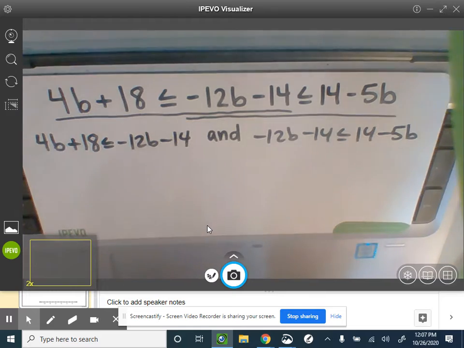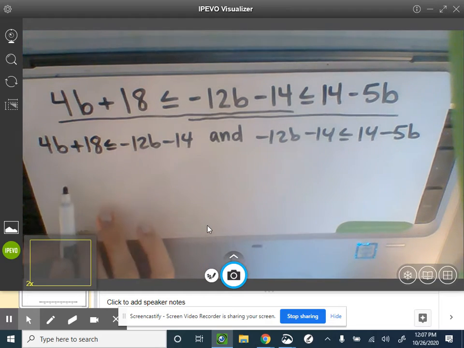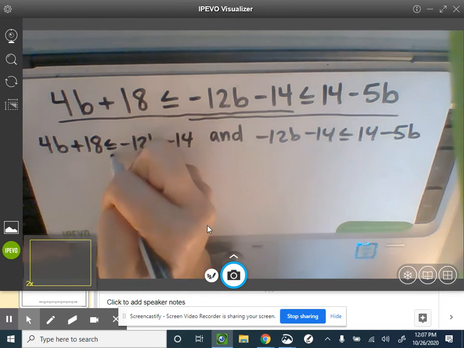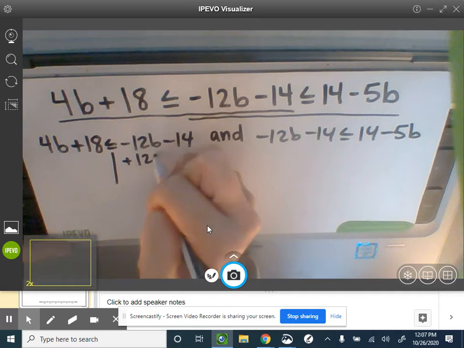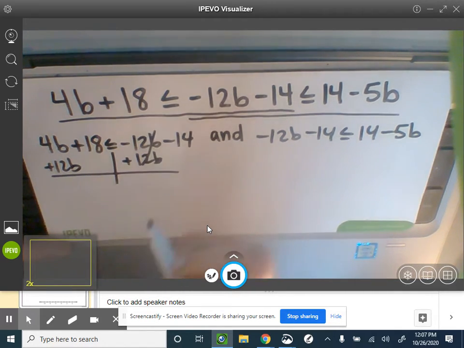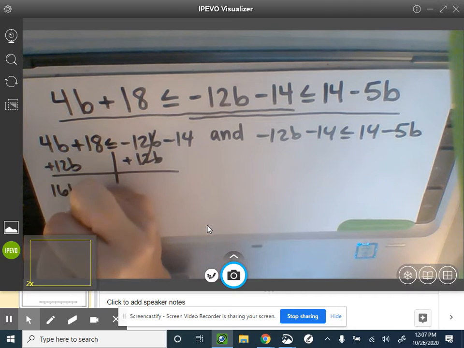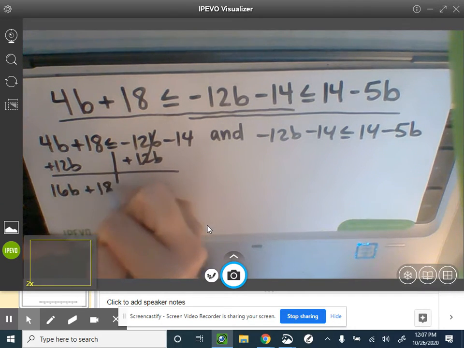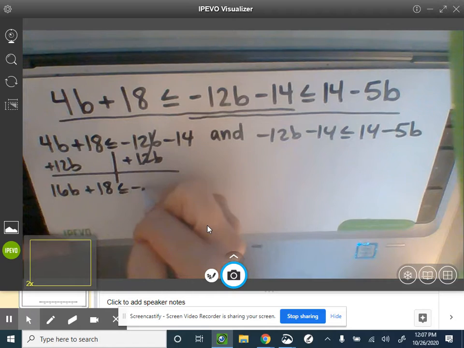So once breaking it apart, it shouldn't look as intimidating. I mean, it's a lot of work, but it's nothing really new. The only new part was breaking it apart. So we have variables on both sides. So I'm going to add 12b to both sides. We end up with 16b plus 18 is less than or equal to negative 14.